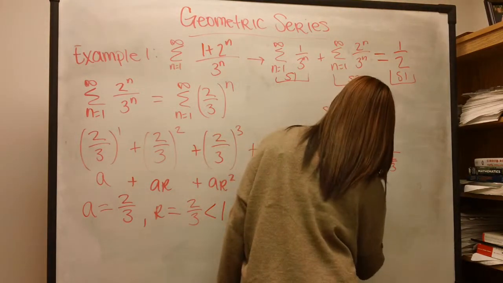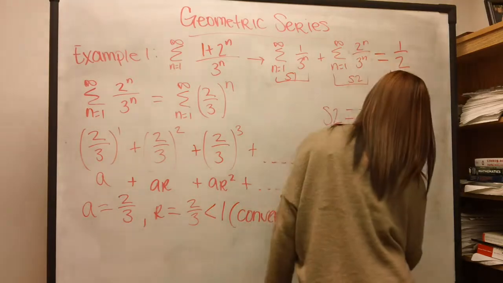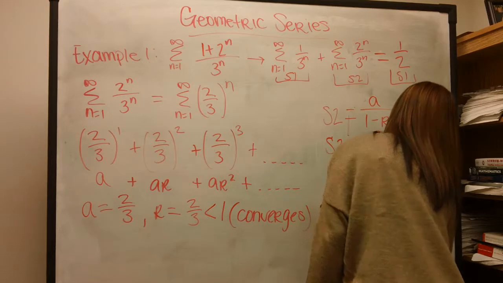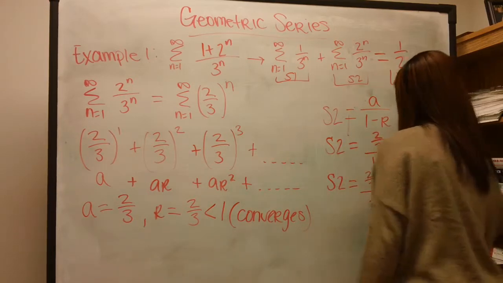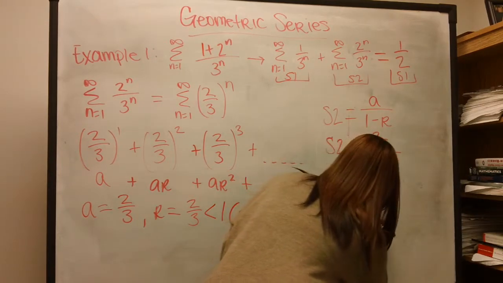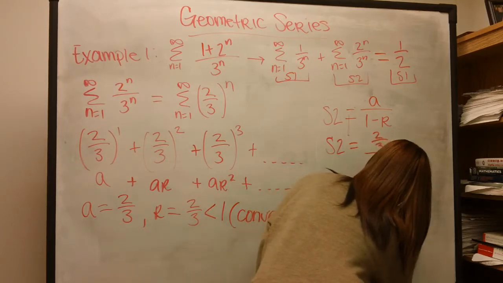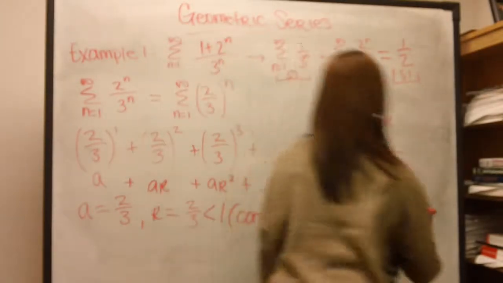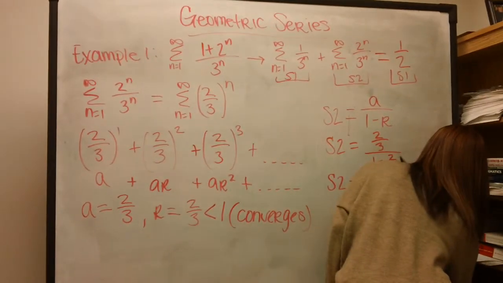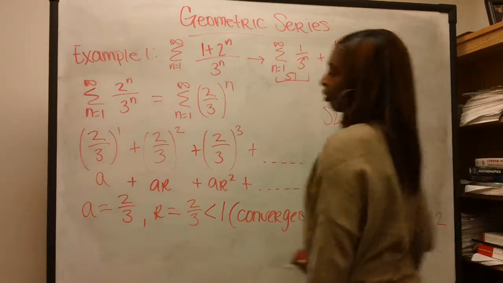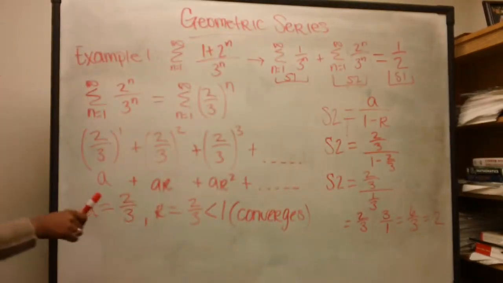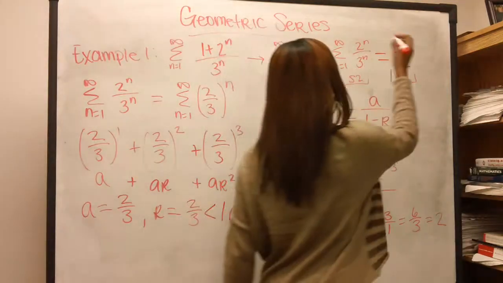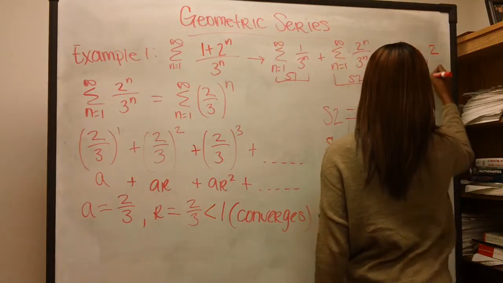So S2 is equal to 2/3 divided by 1/3, which is the same thing as 2/3 times 3/1, or 3, which is equal to 6/3, which is equal to 2. So by doing that, we know that 2 is the sum of our second series. So we have 1/2 plus 2.